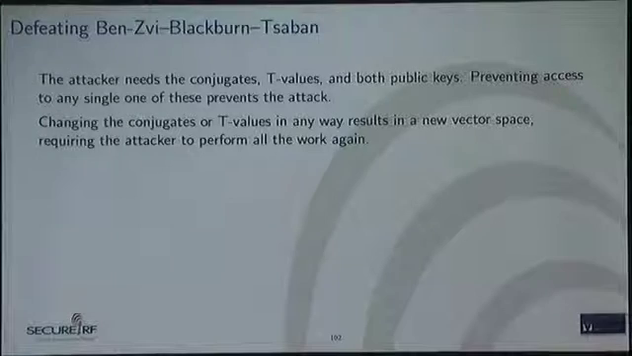So the other thing is that when you change the conjugates or the t-values in any way, that results in a new vector space, and they have to perform all that work again. So in their paper, they're talking about all this pre-computation they can do. Well, that works great if there is pre-computation. If you're doing an ML type model, for example, every transaction you get a new set of conjugates, and so they have to do all that work all over again. So again, there are different architectures where the attack doesn't work.